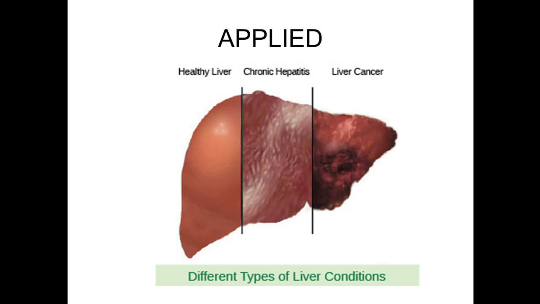So finally we come to the applied aspect of the liver. You can see over here, this is the healthy liver. So nice. The covering of the liver is known as Glisson's capsule, glass-like covering, okay? This is a case of chronic hepatitis. Hepatitis means inflammation of the liver which lasts at least 6 months. Then this is liver cancer. So these are the various types of liver conditions: healthy, chronic hepatitis, and liver cancer.